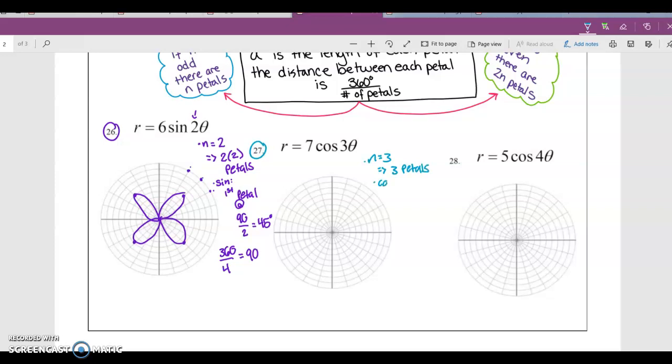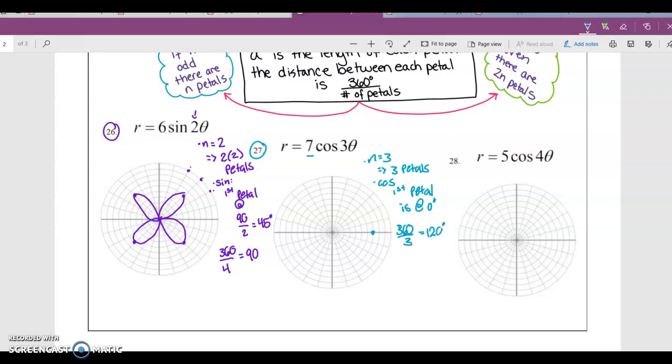It's a cosine function. So your first petal is at 0 degrees. Your a value is 7, so the length of your petal is 7. So we count out 1, 2, 3, 4, 5, 6, 7. And then the distance between your petals is 360 divided by 3, which is 120 degrees.